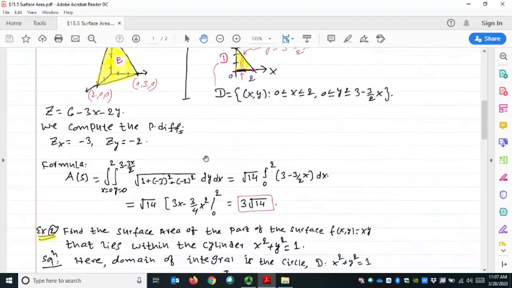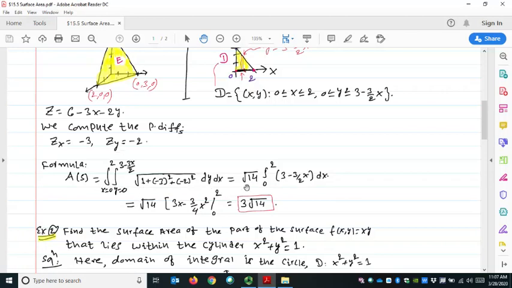That's the mysterious one. And then g_x squared, negative 3 squared, plus g_y squared, negative 2 squared, times dy dx. So the integrand is constant, which is 1 plus 9 plus 4, is radical 14, pull outside. And take the integral first with respect to y. So integration of dy is simply y, and put y equals the upper limit.